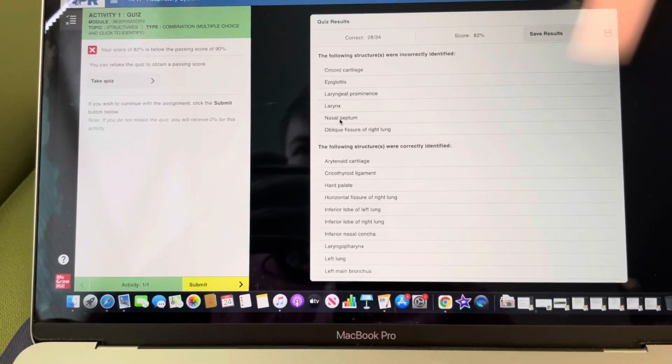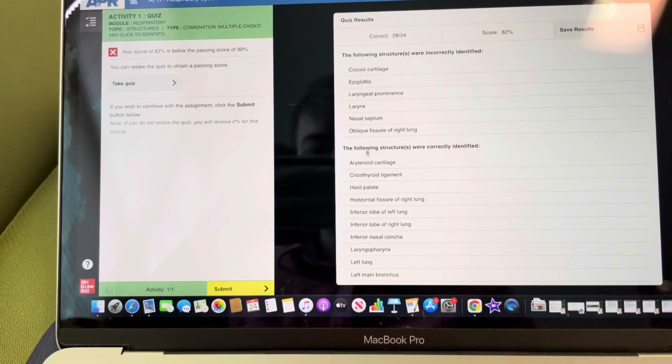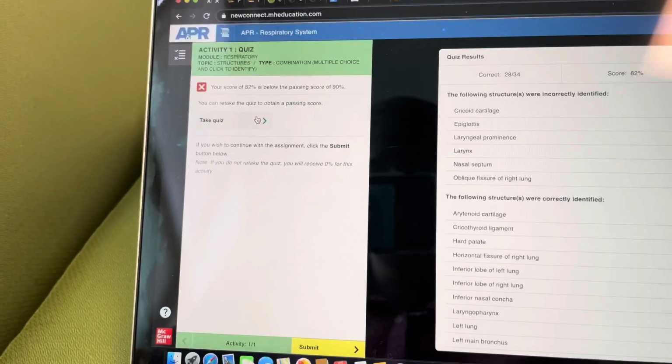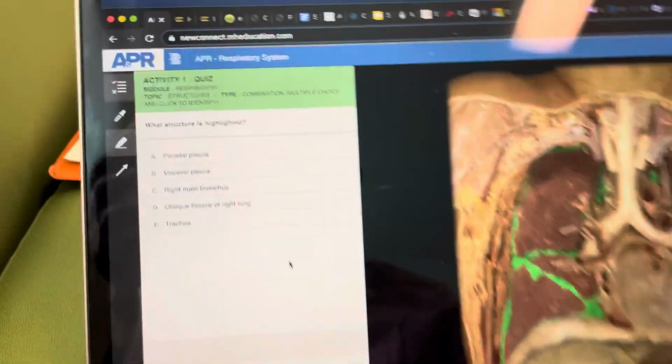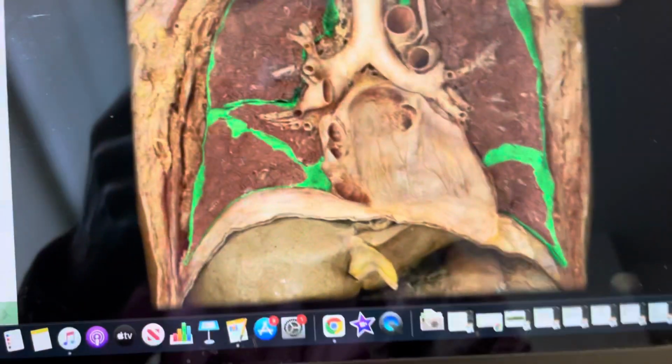So here's the APR for the respiratory system. You can see all the ones that I got right and all the ones that I got wrong. See that I got an 82 when I need a 90 to pass. So we're going to take it again. And here's one of the sample questions that you can see here. It asks which structure is highlighted over here.